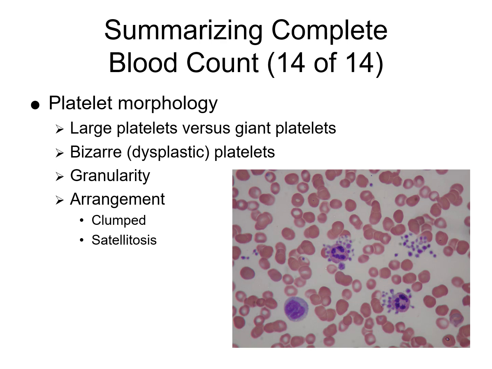For granularity, normal platelets have fine, evenly distributed granules. Altered granularity may suggest platelet activation or dysfunction. We're going to look at the arrangement of platelets as well. Are they clumped? If platelets are sticking together, it may cause falsely low platelet counts, and this is common in EDTA anticoagulant samples. Is there satellitosis happening?